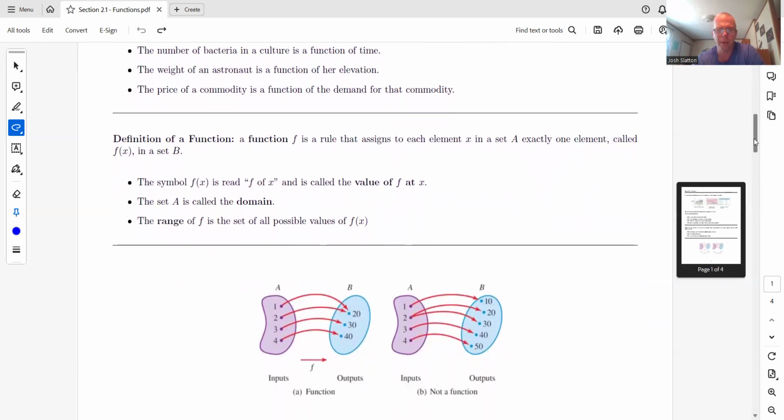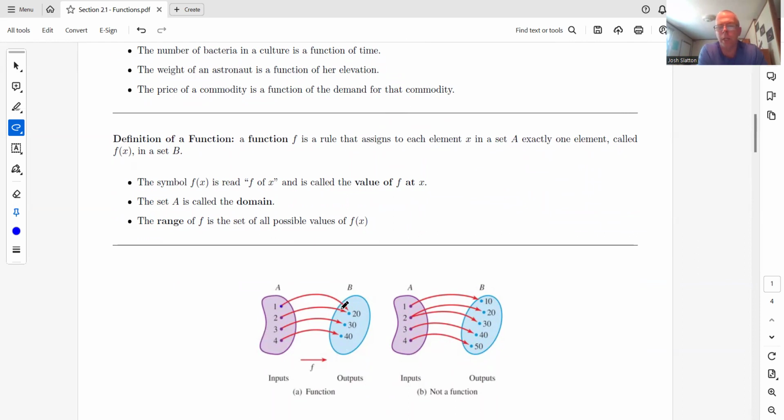So we can also use diagrams. So here we have an example of what would be a function. Here we have one that is not a function. So in the function, each of these in set A, or each of our x's, goes to exactly one element over here. And we could have two that go to the same element. So for example, 1 and 2 both map over to 20.